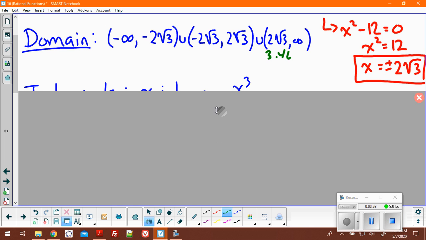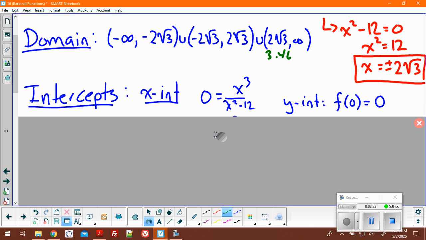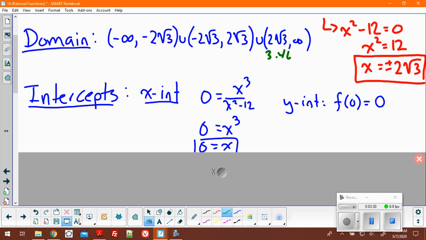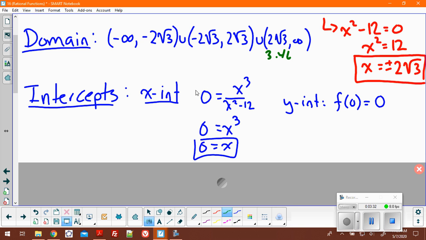Our second thing is intercepts. For the x-intercept, I just set my function equals 0, and I note my restrictions. When I multiply the denominator up, it also becomes 0. So I just have x cubed is equal to 0, which means x is equal to 0. For my y-intercept, that occurs when x equals 0. But as I just established, that's at 0, so it's going to be 0 as well.